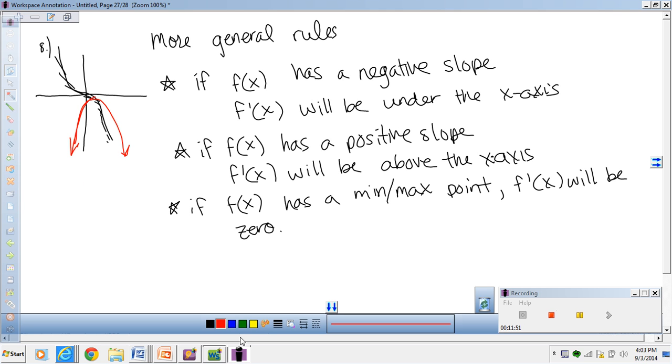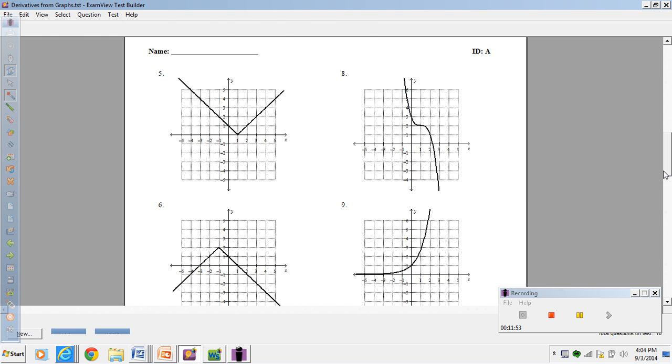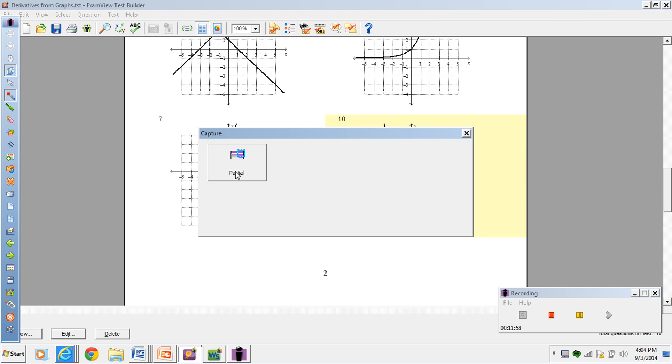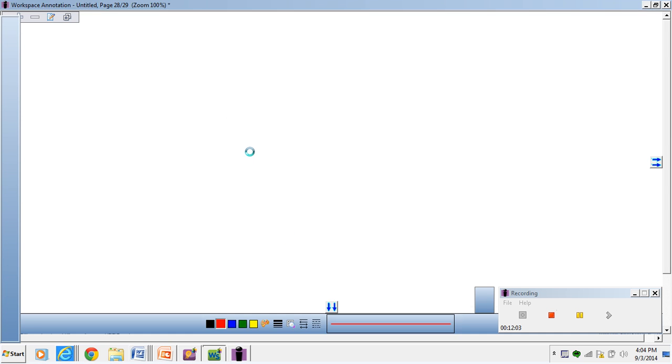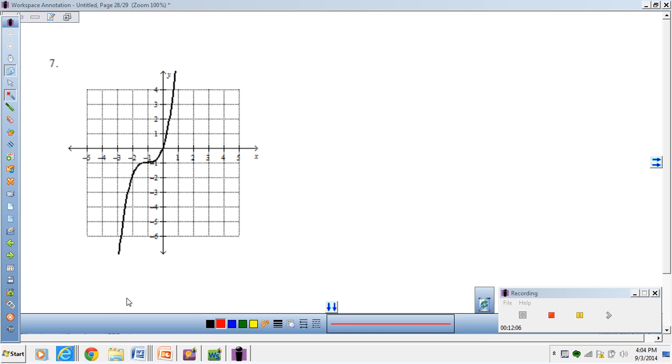Now, had it been like number 7 right here, we see that all the slopes on this graph are going to be positive. Positive slope there, a smaller positive slope, bigger positive slope. Here's my turning point right here. So my derivative function will look like this, because they're all positive, so it's all above the x-axis. It's very positive, not so positive, close to 0. And then not that big, bigger. That's why it looks like a parabola.